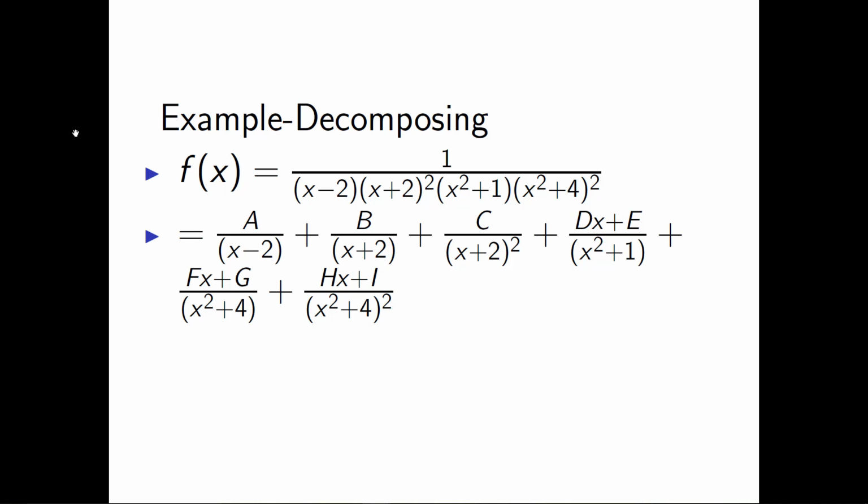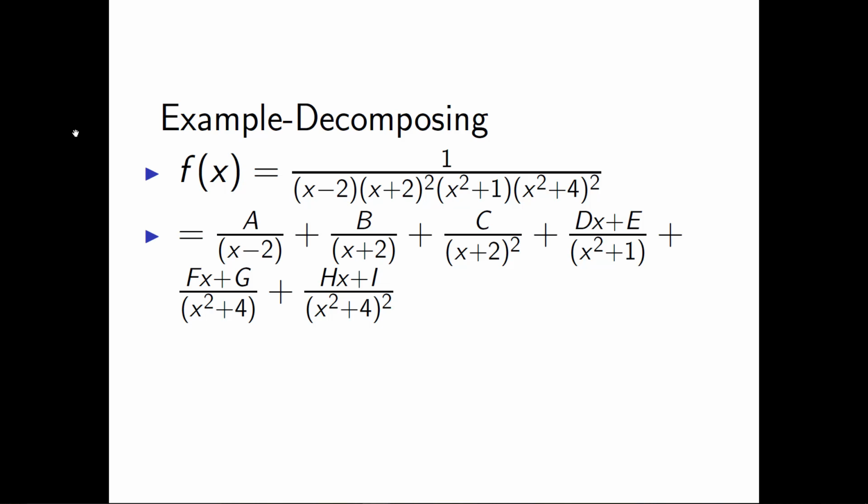Next we have the quadratic term, the x squared plus 1. Remember, instead of just a constant on the top there, we actually get the Dx plus E in the numerator there. And then finally we get a repeated quadratic term. So again, we have the Fx plus G over the x squared plus 4, and we have Hx plus I over the x squared plus 4 squared, because it's repeated there.